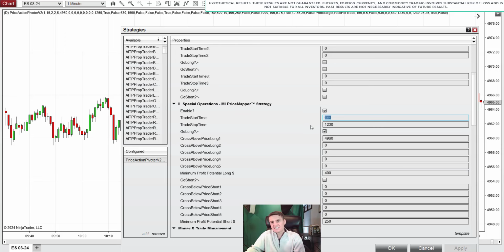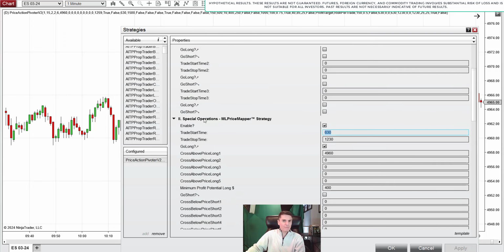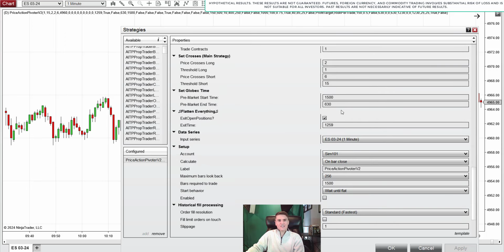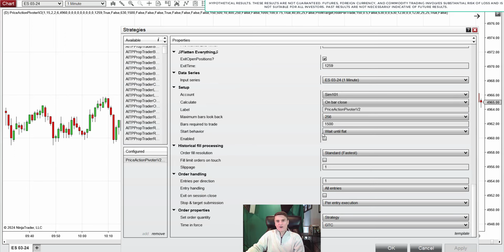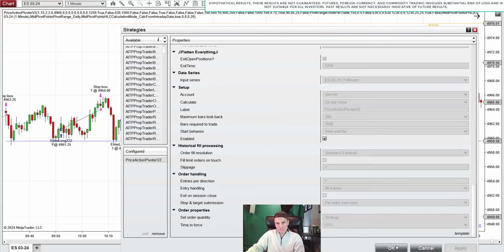So this is essentially what Price Action Pivoter version 2 is. It's introducing special operations, MLPriceMapper. And as you can see, it is a fantastic option for anybody who wants to trade. And you can do this for any instrument. They all follow essentially the same rule when it comes to this.